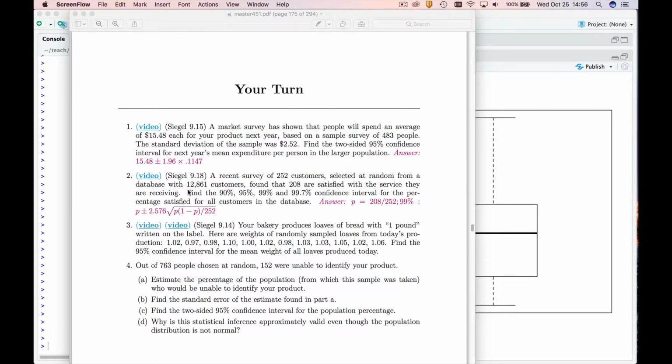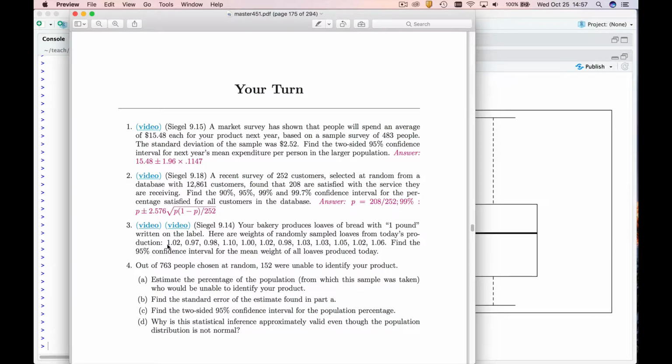This video is going to show you how you can do a confidence interval and a hypothesis test in R. So let's look at problem 9.14, where we have a bakery. We've just produced a bunch of loaves of bread. The problem says find a 95% confidence interval for the mean weight of all loaves produced today. In chapter 10, when we get to hypothesis tests, it's going to give us an additional question, which is, does that mean weight differ from 1?